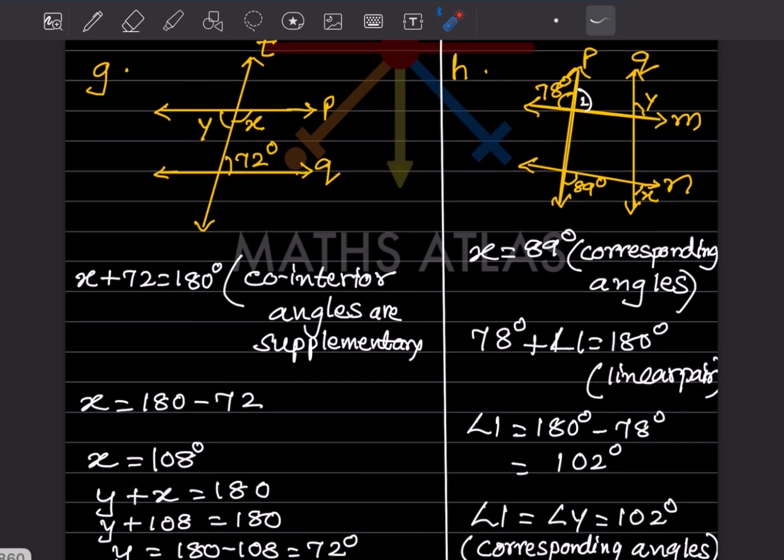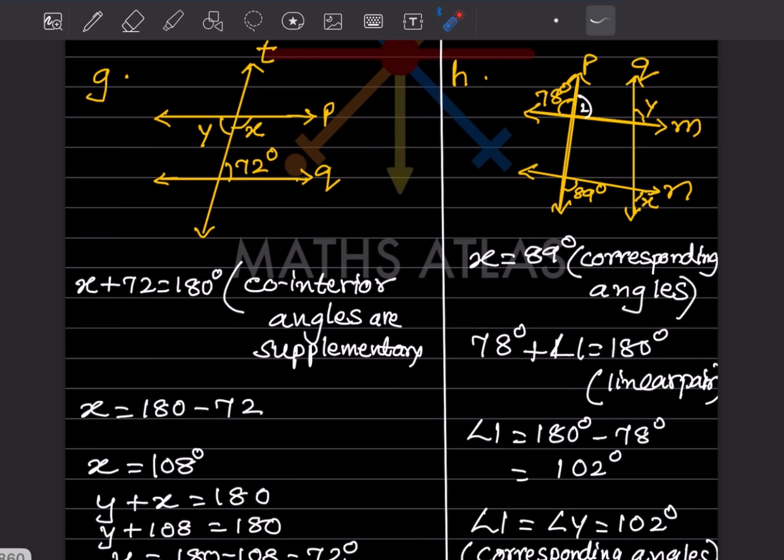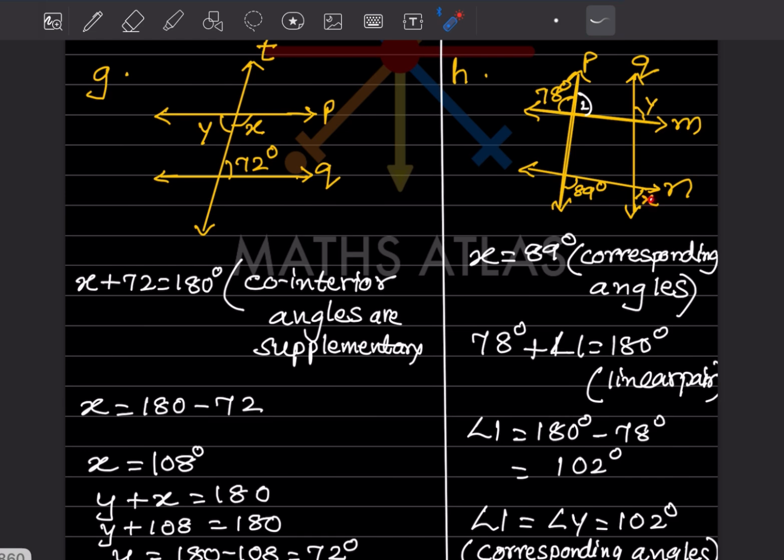So now we can do here. We can see x over here. So now we will consider this one. This is going to be the transversal and this will be the parallel line. So one is here and one is here. So that x is going to be 89 because of the corresponding angles.